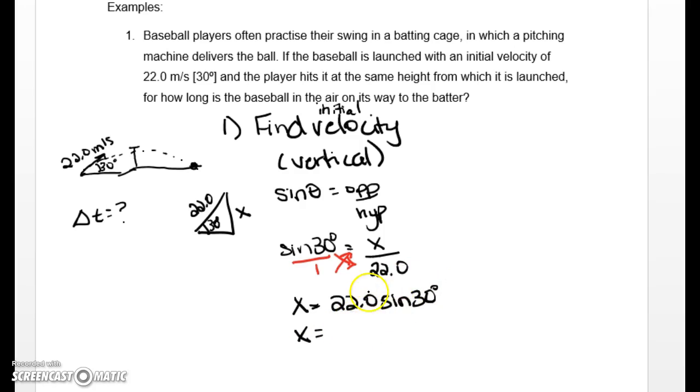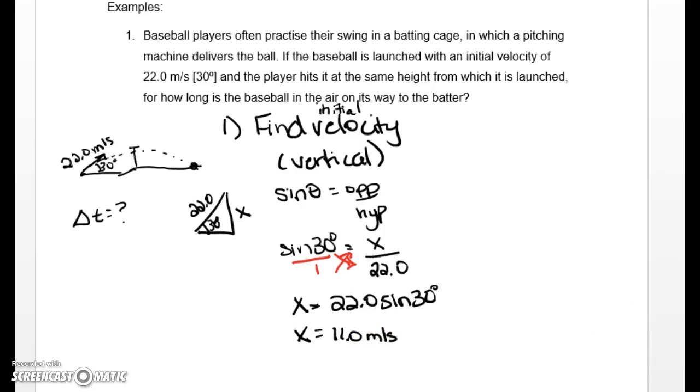Then you can go ahead and plug this into your calculator. So we have 22.0 times the sine of 30. That should give us a value of about 11.0, and our units will be meters per second. And that one there is still following sig figs because we have 3 sig figs in our 22.0 as well as in our answer there.